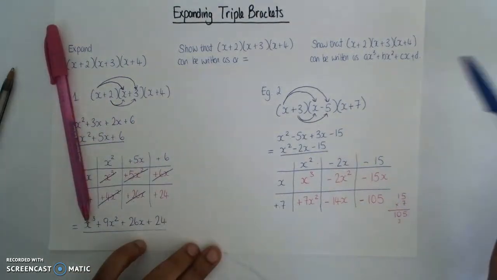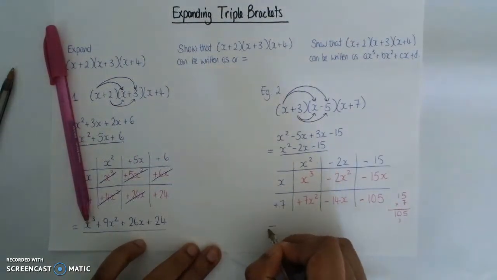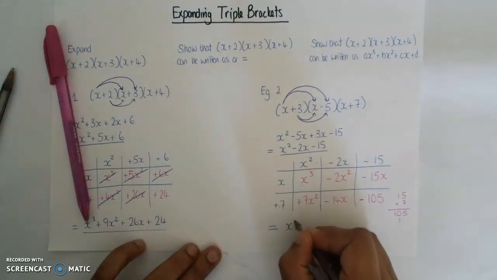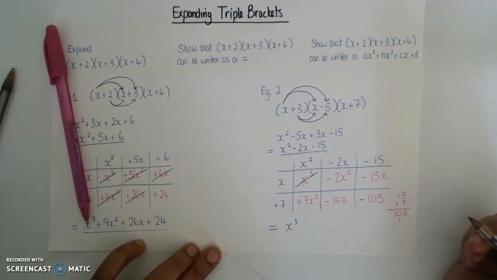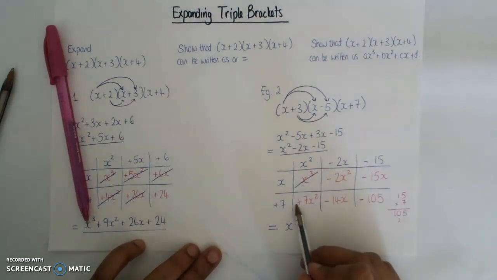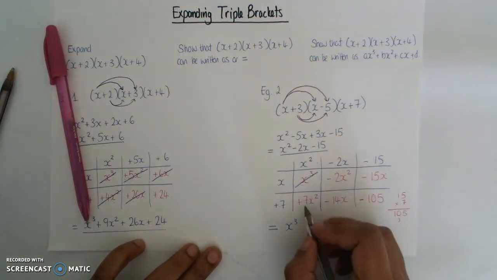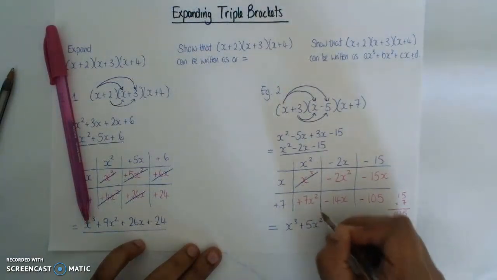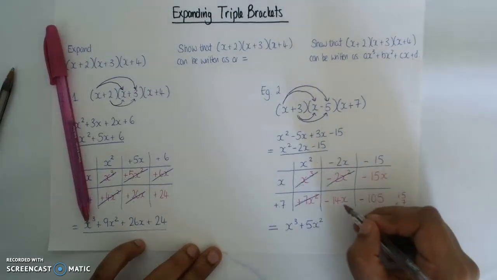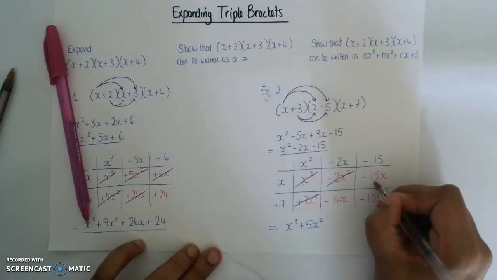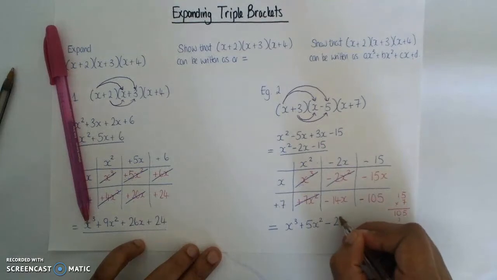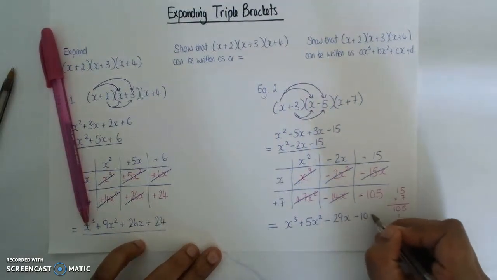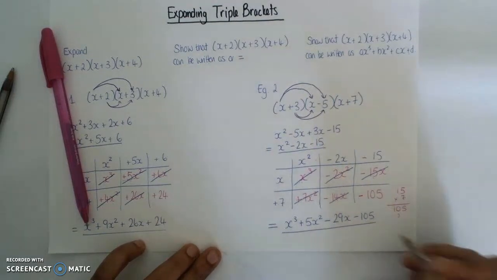Right, let's put that then into our final answer, and I'm going to cross off as I go. So you should only ever have one box with a cubed in this one here. So x cubed, that's done. Let's cross that off. And then let's get simplifying. So 7x squared take away 2x squared is 5x squared, and that's a positive because 7 take away 2 is positive 5. So that's those done. Minus 14x minus 15x is minus 29x. And then I've got that minus 105 on the end. And that is my answer.